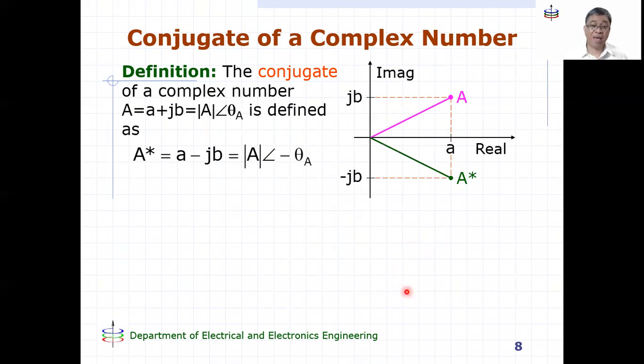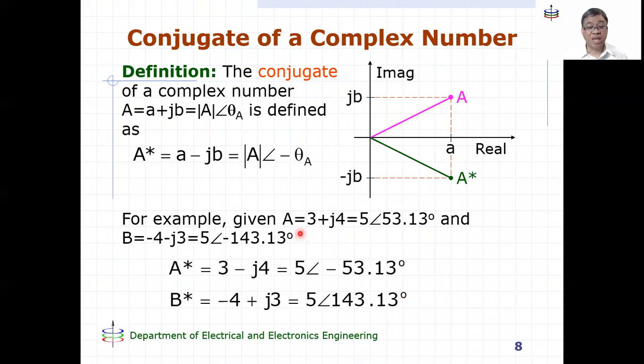So let's try an example again. The early example of A, 3 plus j4, or 5 angle 53.13, the conjugate of which is 3 minus j4, or 5 angle negative 53.13: copy the magnitude, negative of the angle. For complex number B, negative 4 minus j3, the conjugate of which is negative 4 plus j3, it's 5 angle negative 143.13. So that's the definition for the conjugate of a complex number.